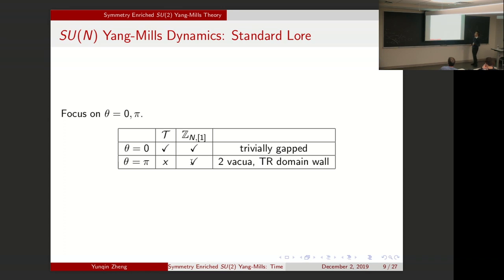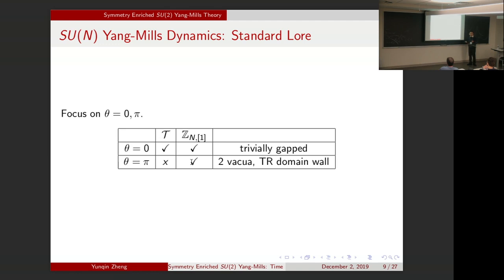Okay, so much for anomalies and symmetries, and now we can use the anomalies to constrain dynamics. First of all, let me discuss the general SU(N) Yang-Mills dynamics, and here is the standard lore which people usually believe to be true, especially for large N. So at theta equals 0, it's believed that the theory flows to a trivial vacuum where both time reversal and one-form symmetries are unbroken. And at theta equals pi, because there is an anomaly, the theory cannot flow to a trivial vacuum where both symmetries are unbroken. And it's usually believed, especially for large N, that the theory flows to a confining theory where time reversal symmetry is spontaneously broken. However, the one-form global symmetry is not.